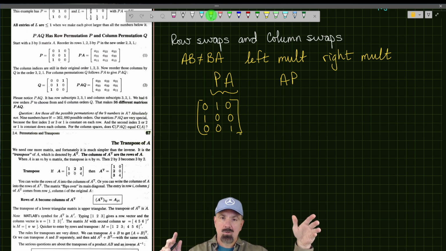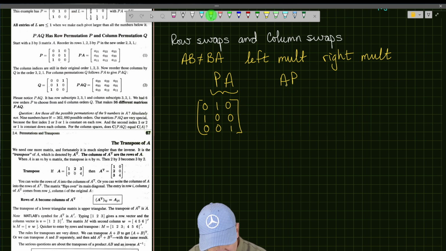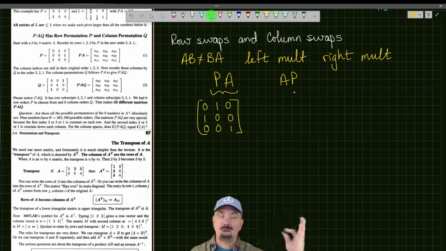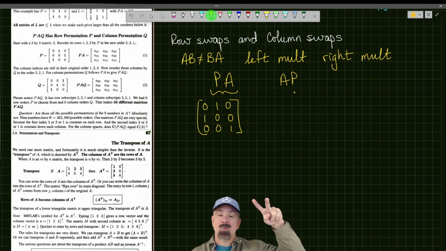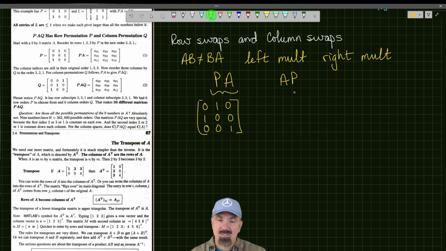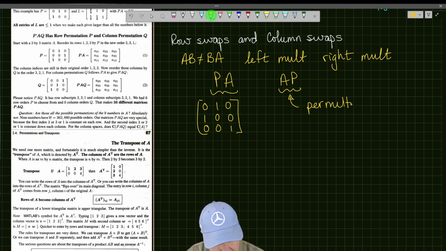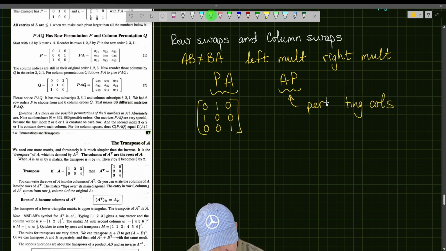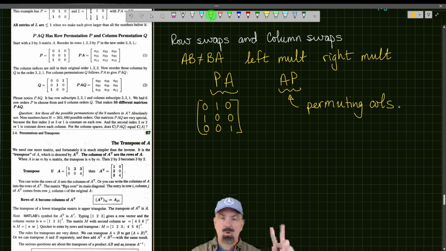We've permuted the rows of the identity matrix, and because we're on the left, the rows are on the left, and we're permuting rows. If, however, we have the permutation matrix on the right-hand side, we now are grabbing the columns of the permutation matrix and we're sweeping through the columns of A. This is going to give us column swaps. So here we are permuting the columns. We're doing column swaps.